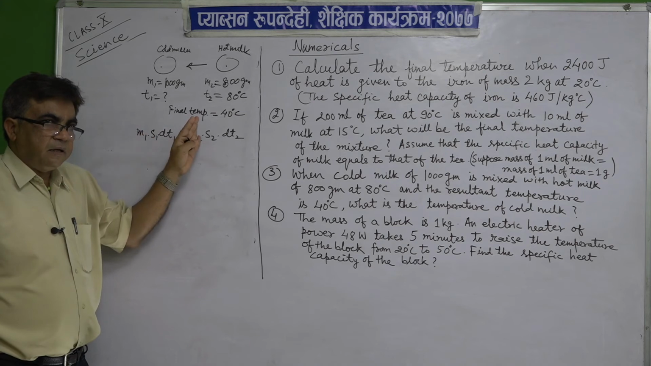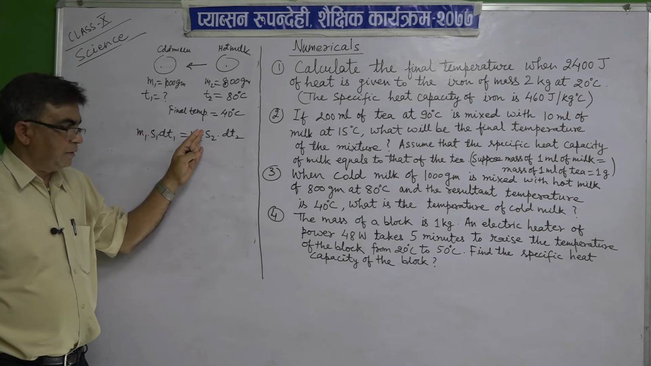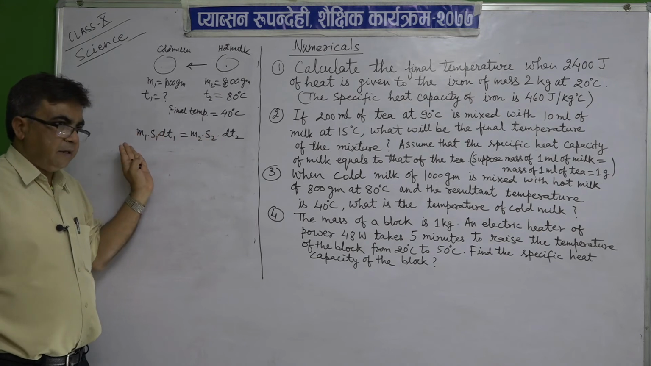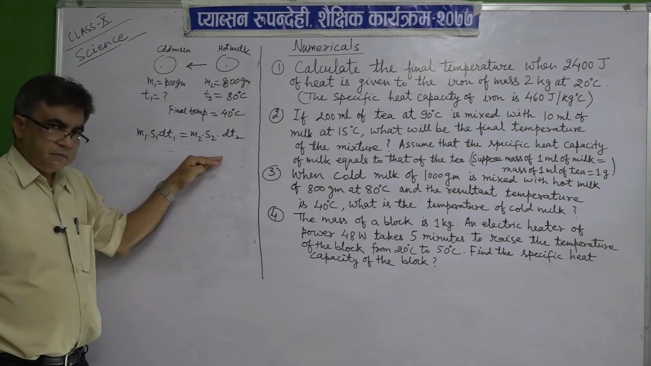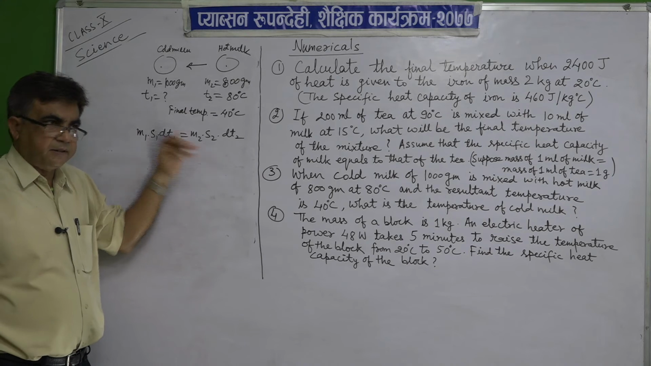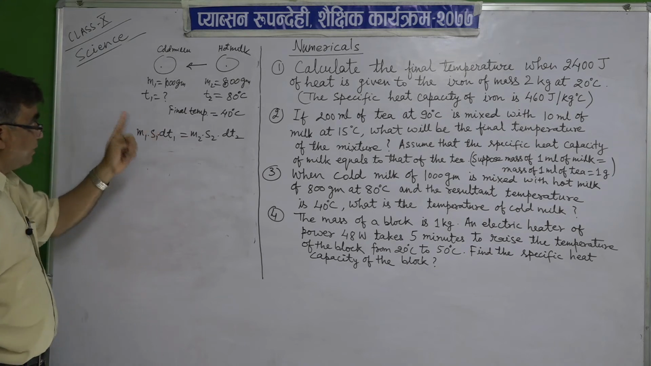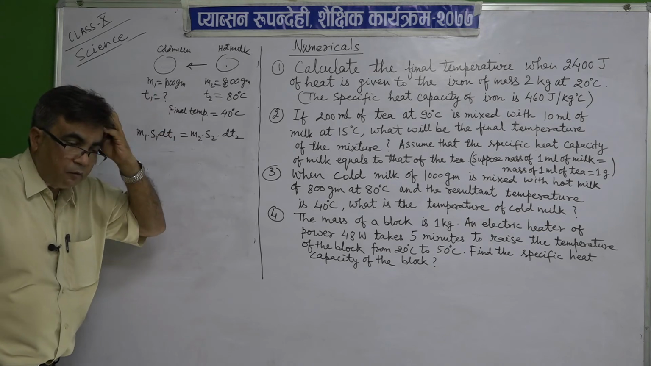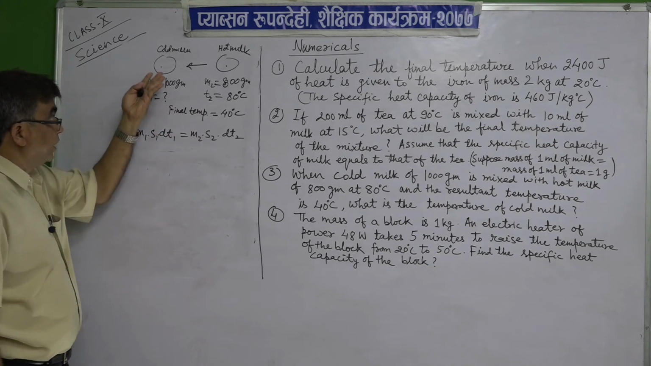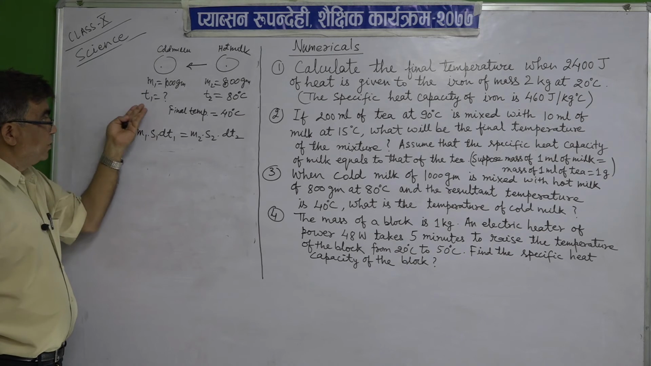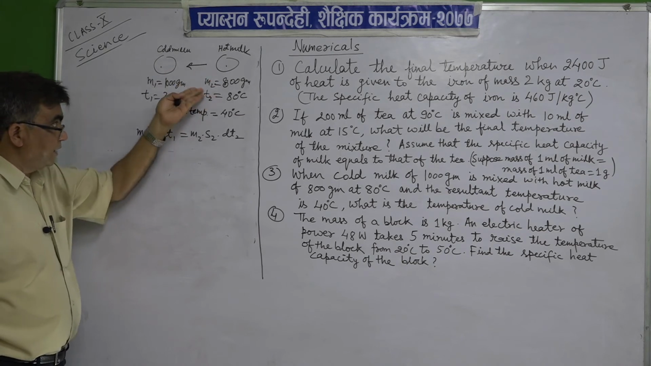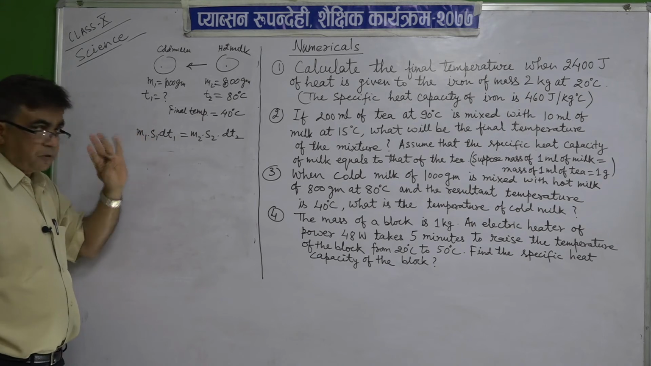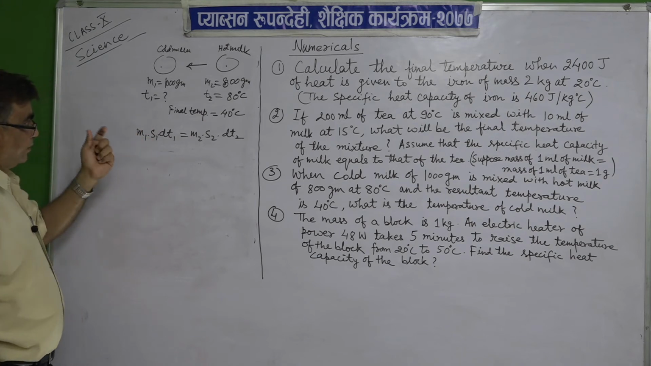Heat lost by a body at higher temperature equals heat gained by a body at lower temperature, or heat gained by a body at lower temperature equals heat lost by a body at higher temperature. That you have to understand. Now look at the assumption I have made: cold I have taken M1 T1, hot I have taken M2 T2. So you have to be very careful. No problem.